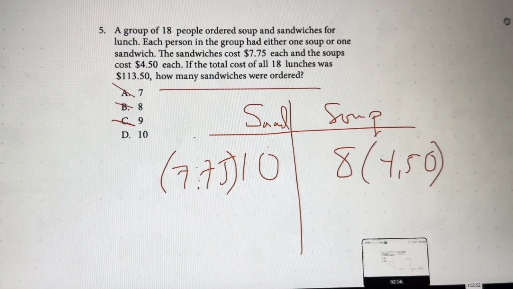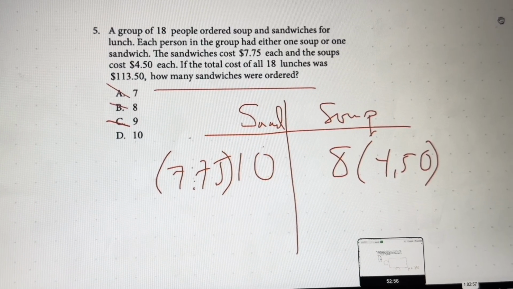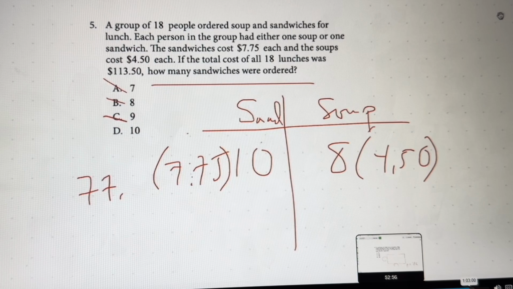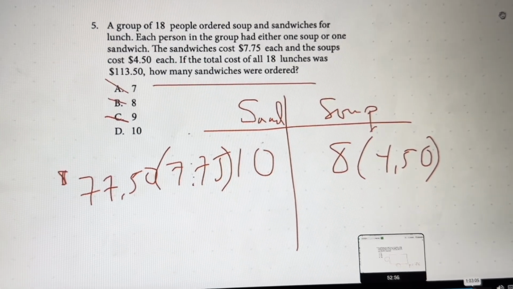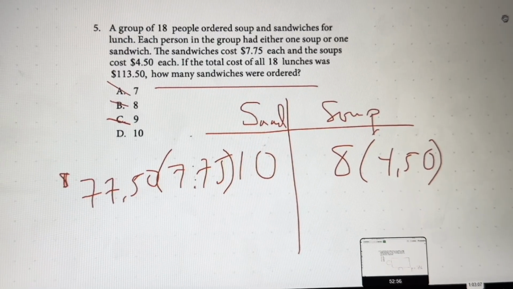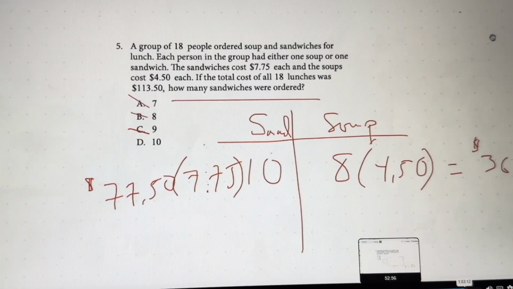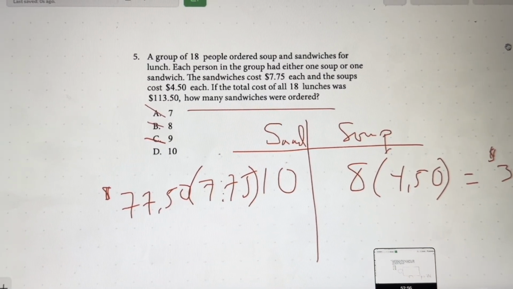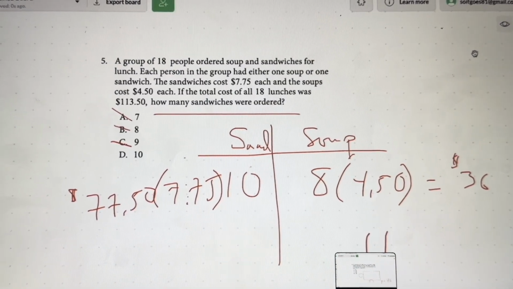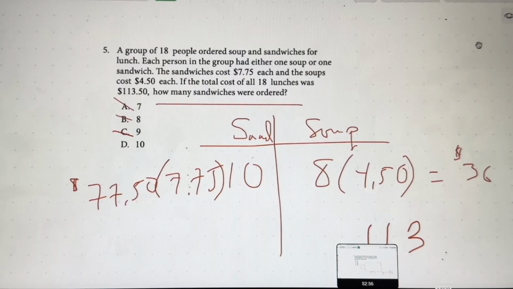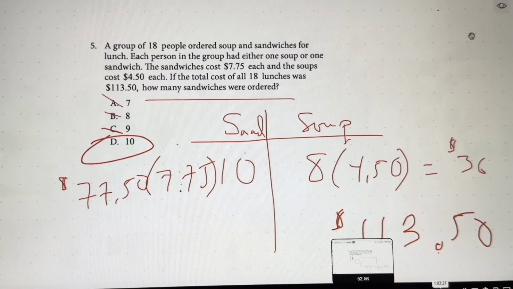$7.75 times 10 is $77.50. Okay. And then 8 times $4.50 is $36. 36 plus $77.50 equals $113.50. We have a winner. Answer choice D. Woo! We did it.